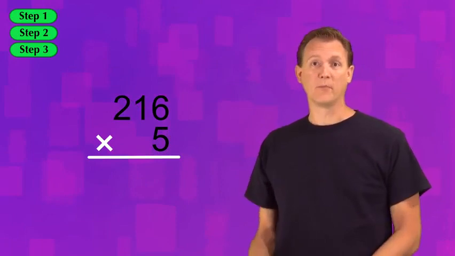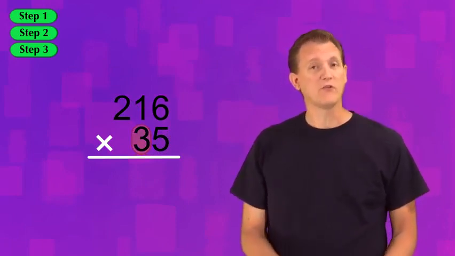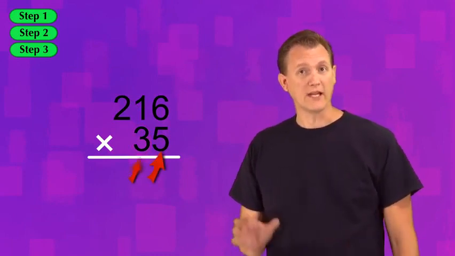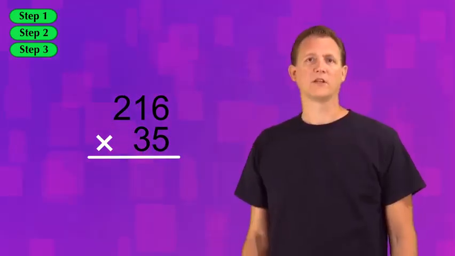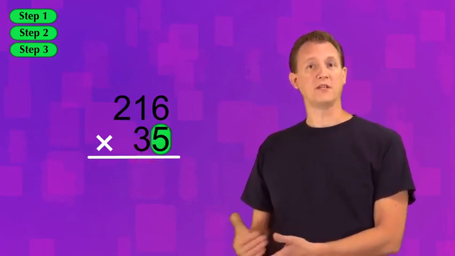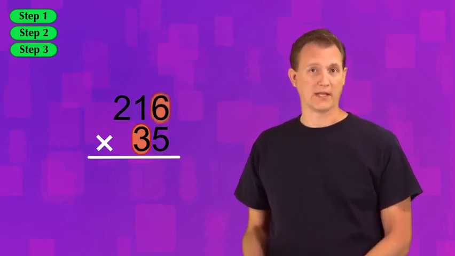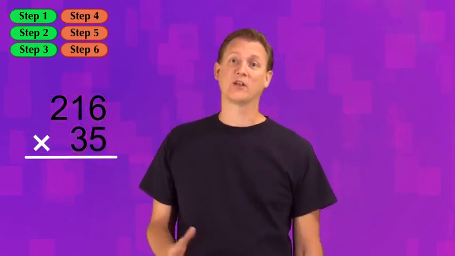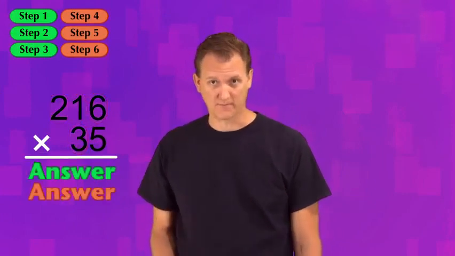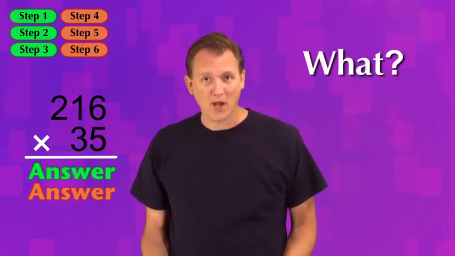Well, when the bottom number of your multiplication problem also has more than one digit, you have to do that same procedure we learned for each bottom digit. For example, if you have a two-digit bottom number, you multiply the first digit by each top digit, and then you multiply the second digit by each top digit. That means you're going to have twice as many steps to do, and it means you're going to get two different answers. What? How can we have two different answers for the same problem?